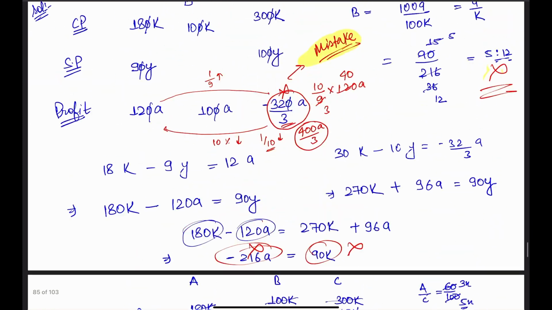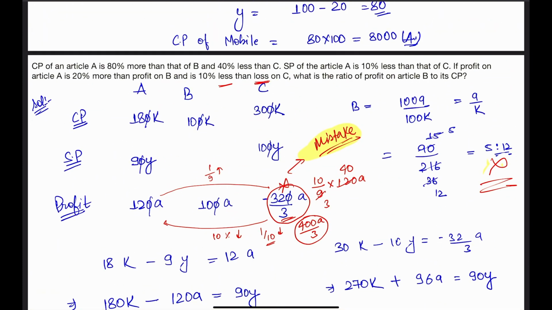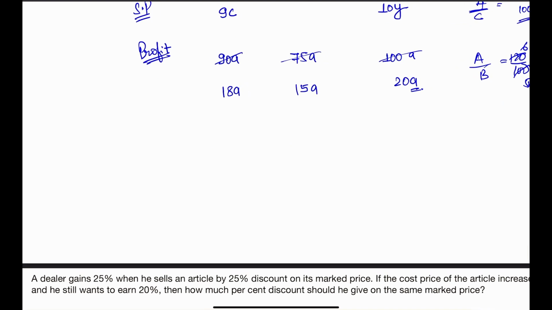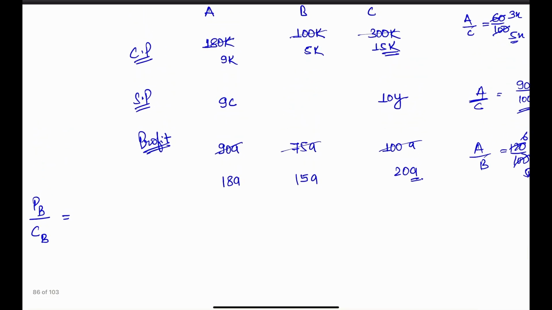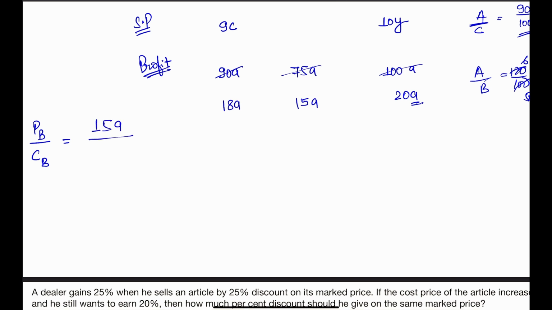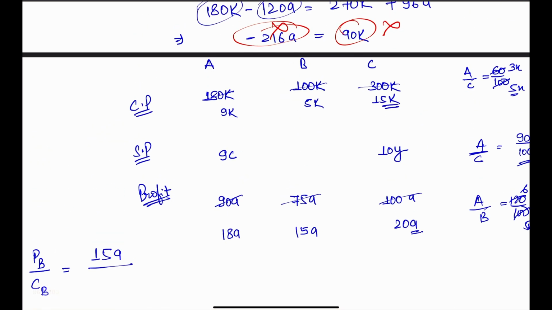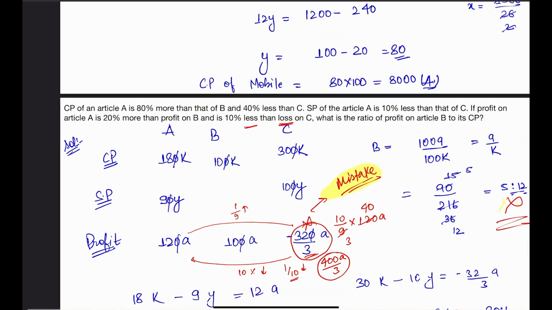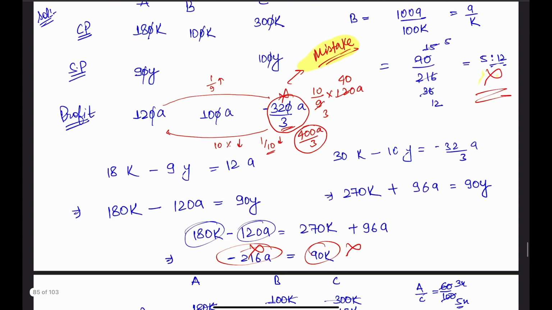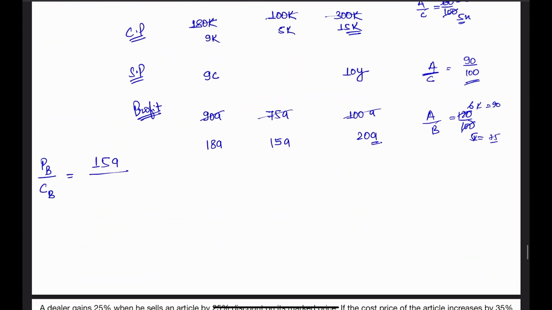Again, what I earlier did, I need to find the profit on B upon cost price of B. Profit on B is 15A, divided by cost price. Cost price of B is 5k. So 15A upon 5k, we need to find 3A upon K. This will be our answer.